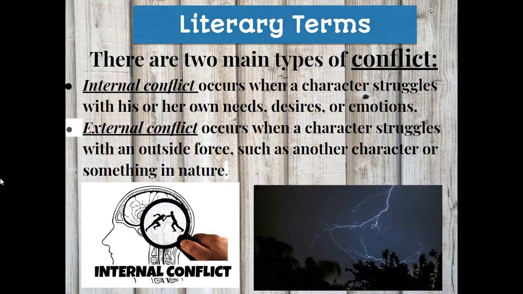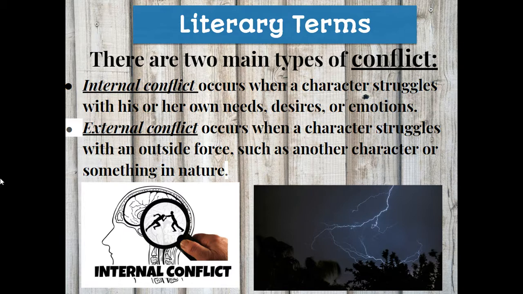Typically in stories and narratives, an external conflict is between a protagonist and an antagonist, a hero and a villain, right? Batman versus the Joker. That's an external conflict because Batman is struggling against an outside force, the Joker. So you need to know that a conflict is a problem, and there's two types, two places it can happen.